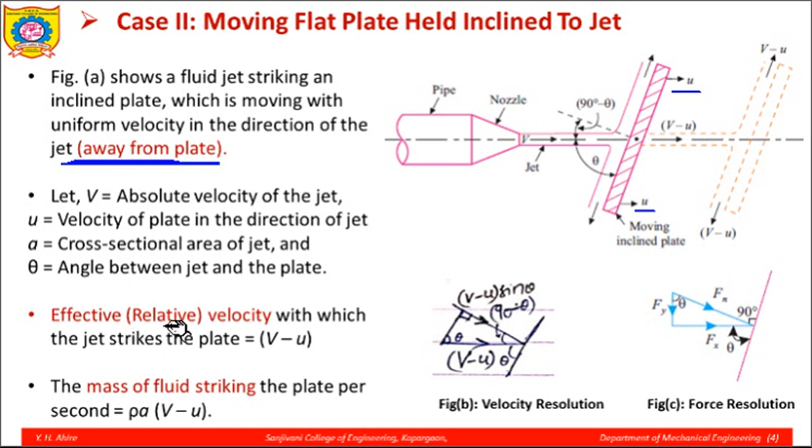Now the effective relative velocity with which the jet strikes the plate is V minus U, absolute velocity of jet minus absolute velocity of the plate. This is the effective velocity of the impact, that is nothing but the relative velocity of the jet with respect to the plate. Therefore mass of fluid striking the plate per second, now it is a single moving plate, so it is rho A into relative velocity, V minus U.